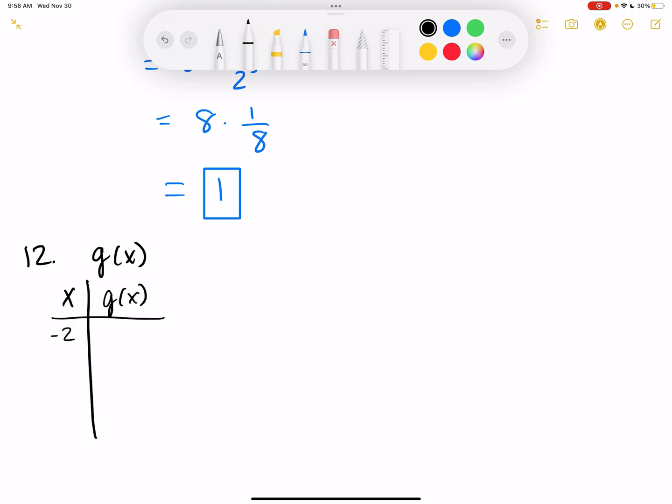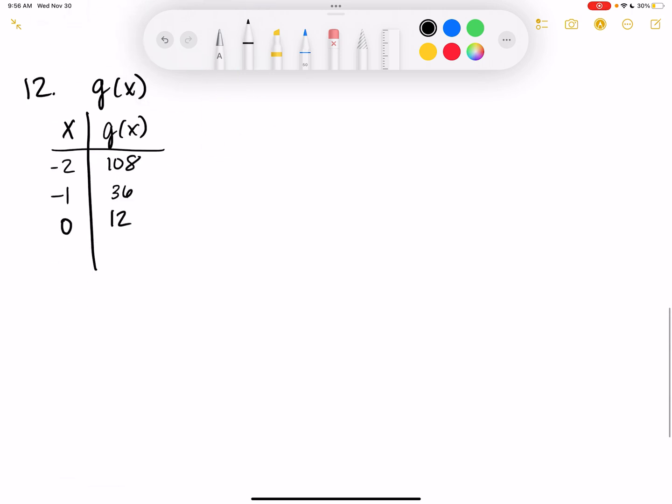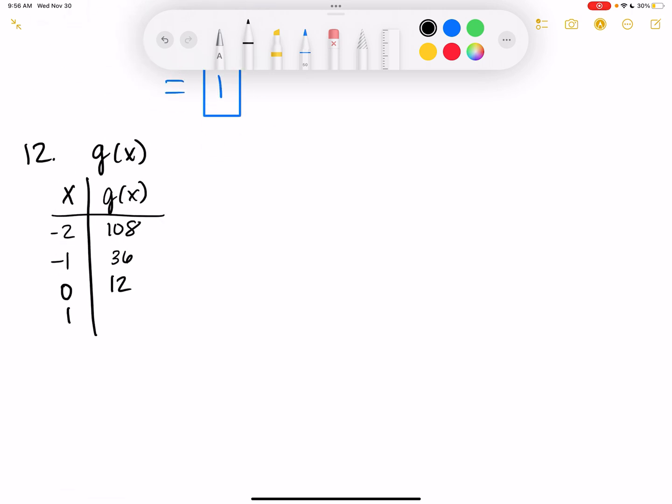So when x is negative 2, g of x is 108. When x is negative 1, g of x is 36. When x is 0, g of x is 12. When x is 1, g of x is 4. And when x is 2, g of x is 4 over 3. That's all given to you.